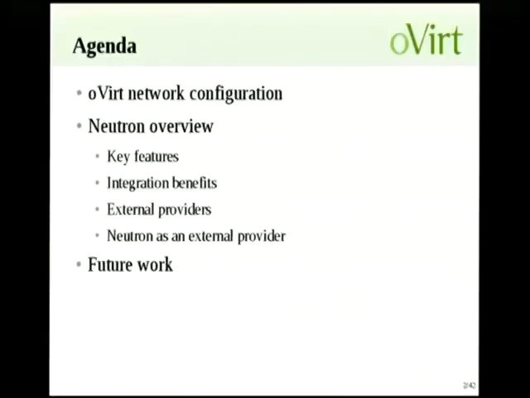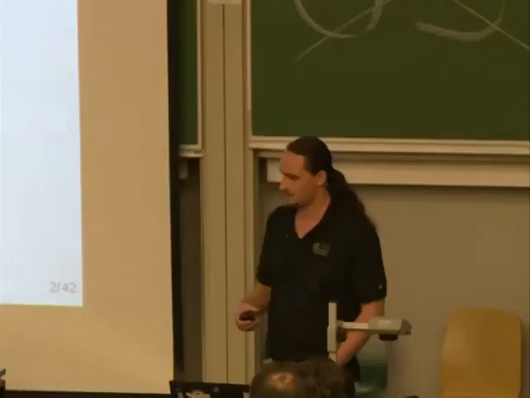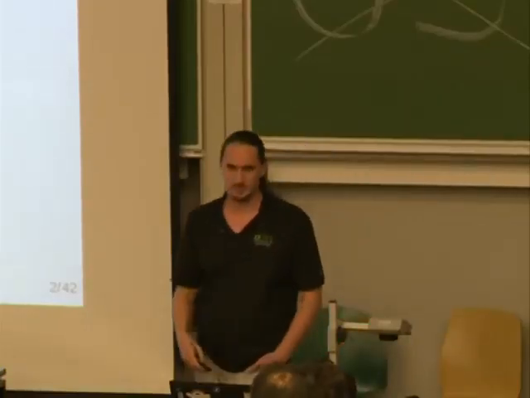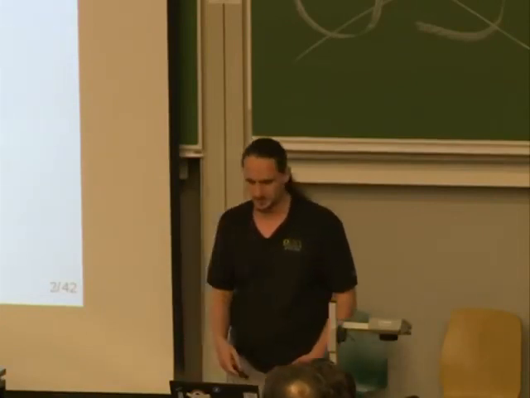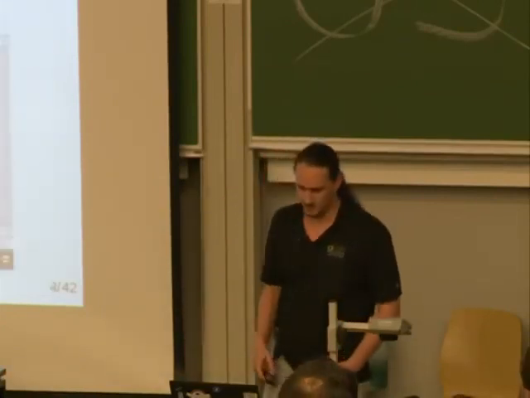Okay, so basically, let's see what we're going to talk about. oVirt network configuration. So how do we configure networks today in the oVirt project? oVirt is like an open source alternative to vSphere, vCenter. Then we go over Neutron, see what it has to offer, what we are looking to do with it, and some future work that we have planned.